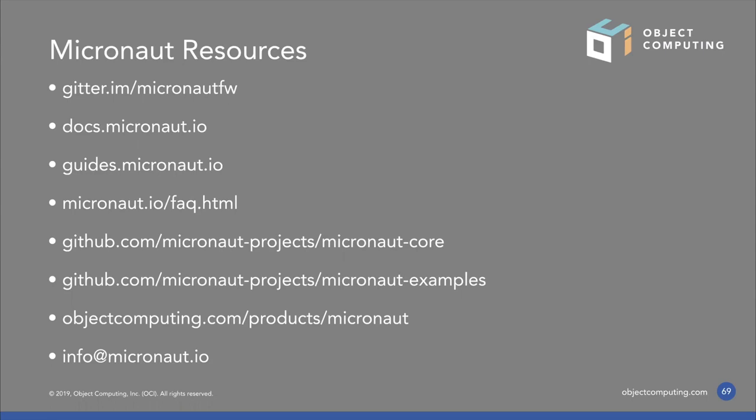Then we have frequently asked questions on the website. The GitHub organization is github.com/micronaut-projects. The core of the framework is in the micronaut-core repo. You will see there are multiple repos for each of the different pieces. So for example, there is micronaut-aws for Amazon Web Services. We have a repo also with additional samples apart from the guides. And also we have objectcomputing.com/products/micronaut.